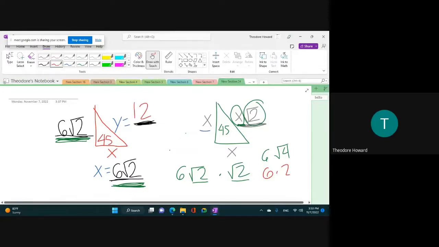See, that one got you because you guys got thrown off with this whole square root of 2. Because you're like, wait a minute, it's 6 square root of 2. No, it's not the hypotenuse. And don't worry, we're going to do another one like this.